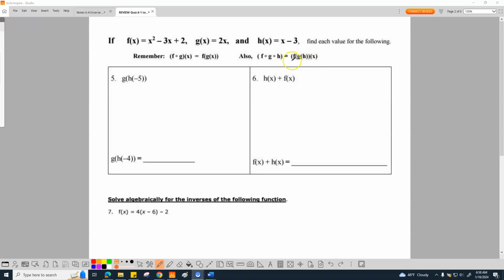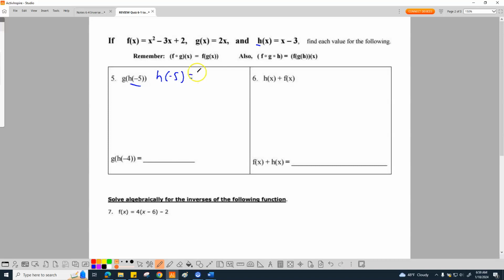Same thing here. It's hard to understand what's going on, but when you figure it out, it's not that big of a deal. So this is saying g of h of negative 5. So let's take a look at the interior. H of negative 5. Do we have something that's h? We do. You work these problems from the inside out. We have to plug in h of negative 5, but let's solve it first.